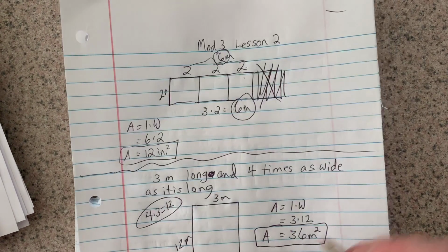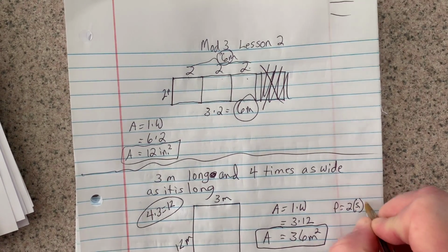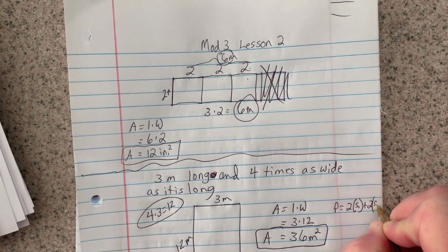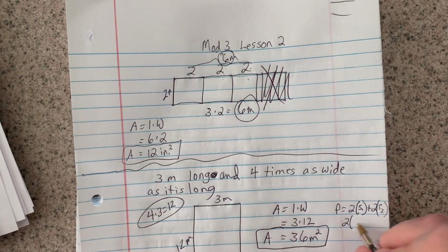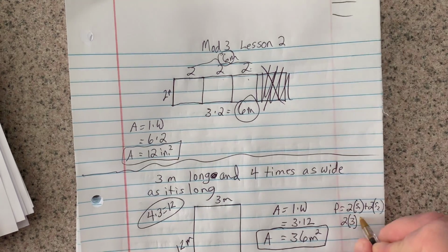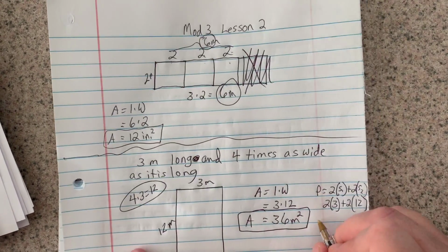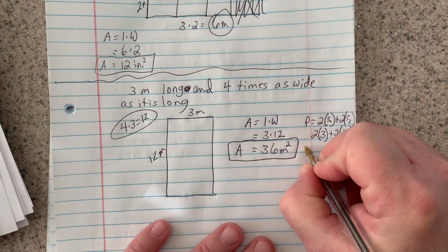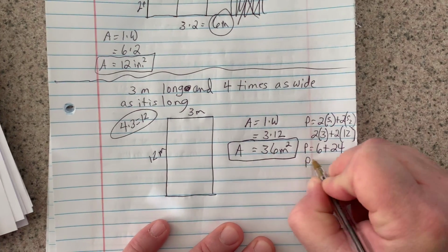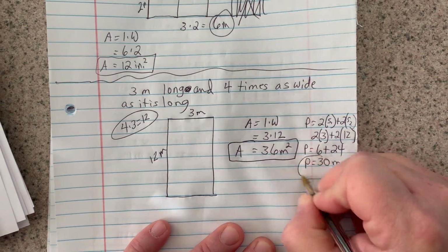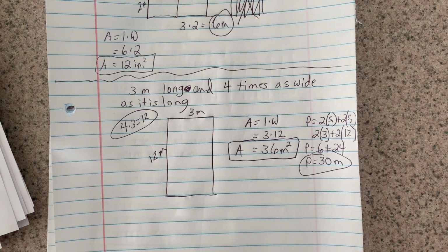And then what's the perimeter? Well, perimeter equals 2 times side 1 plus 2 times side 2. So 2 times side 1 is 3, 2 times 3 plus 2 times 12. Right? So perimeter equals 6 plus 24. So perimeter equals 30 meters. All right, there you go.